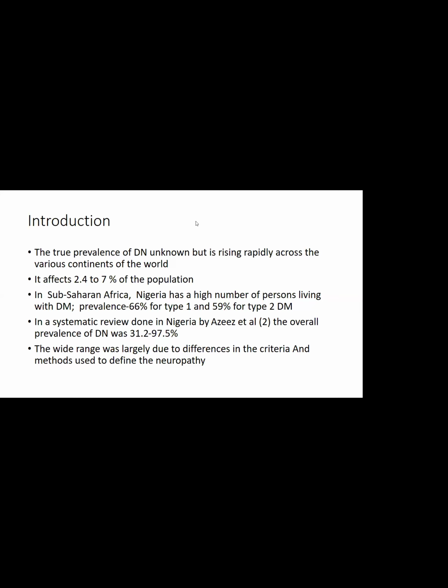In a systematic review done in Nigeria by Aziz et al. in University College Hospital, it was noticed that the prevalence of diabetic neuropathy was between 31.2 to 97.5%. This wide range was mainly due to the criteria used by different authors in Nigeria and the definition of neuropathy used.